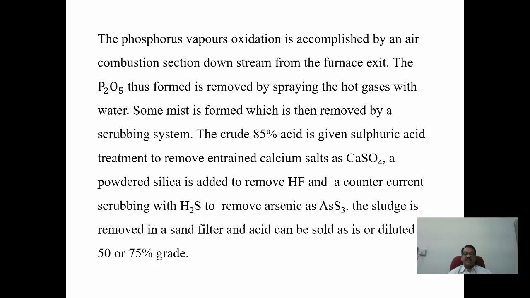The crude phosphoric acid of 85% concentration is given sulfuric acid treatment to remove entrained calcium salt as calcium sulfate. Powdered silica is added to remove fluoride, and countercurrent scrubbing with hydrogen sulfide removes arsenic as arsenic sulfide. The sludge is removed in a sand filter, and the acid can be sold as is or diluted to 50 or 75% grade.